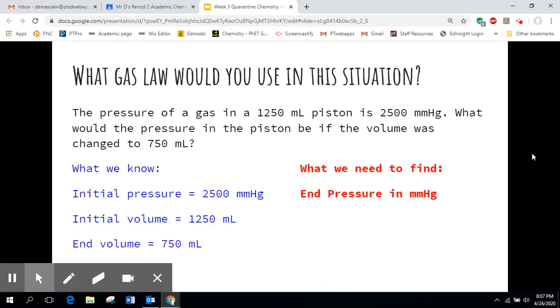So the first thing we're going to want to do is write down what we know. We know an initial pressure, an initial volume. We know the end volume. What we need to find is the end pressure. So which gas law has just pressure and volume? P and V. Oh, that's Boyle's law. P1 V1 equals P2 V2.